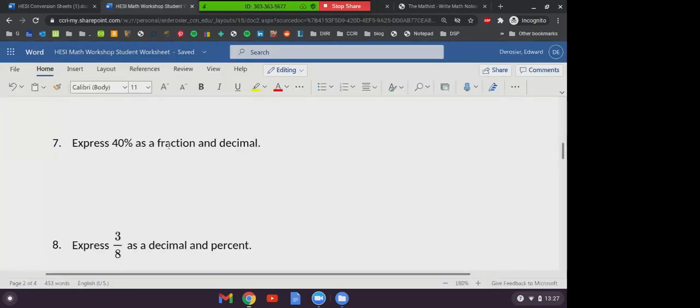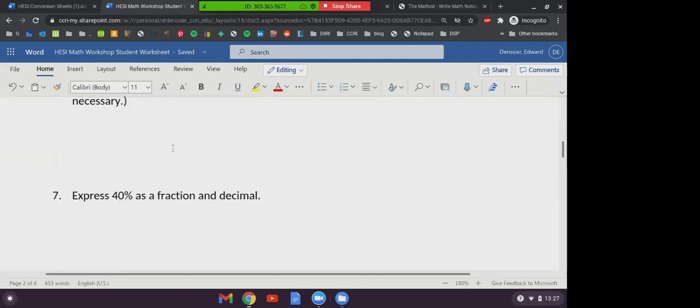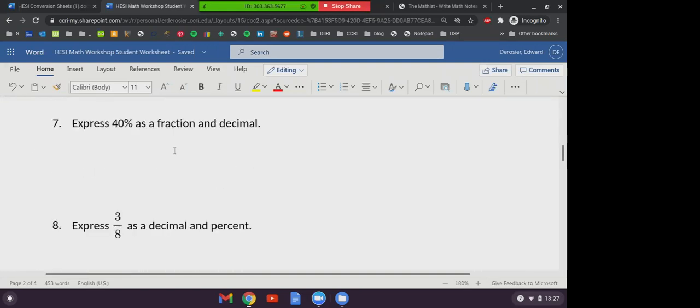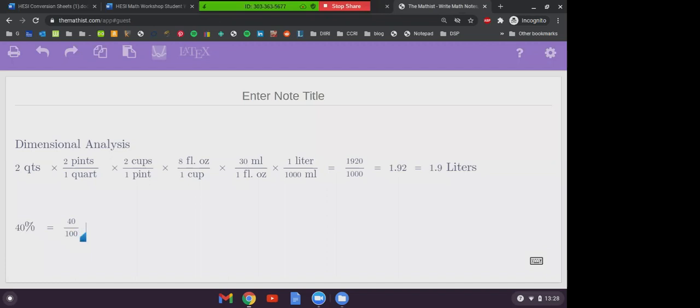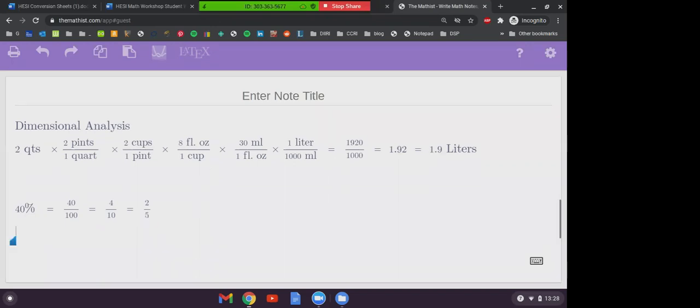All right, these next 3 questions are all about fractions, decimals, and percents. Number 7 is asking us to express 40% as a fraction and a decimal. So I'll do it over here. 40% as a fraction would be 40 over 100, right? Remember that percent means per 100. I'm just going to reduce that down to 4 over 10 by canceling the zeros, and then reduce it by 2. So 4 divided by 2 is 2, and 10 divided by 2 is 5. So it's 2/5. And then what would it be as a decimal?